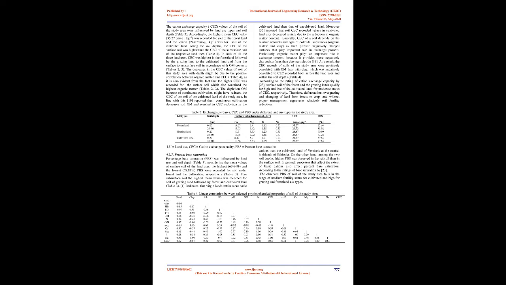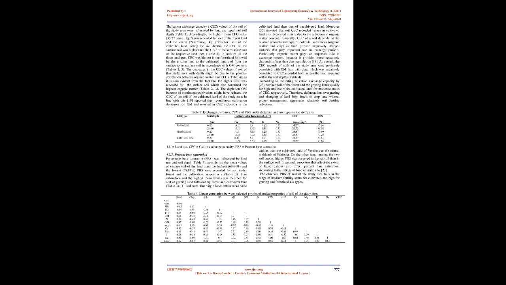4.2.6 Exchangeable basic cations. The exchangeable bases showed differences among land uses and between soil depths in the land use types, Table 3. Except exchangeable K+ in the soil of forest land, all the others followed a consistent increase with soil depth in the three land use types, Table 3. Exchangeable calcium, Ca, and magnesium, Mg, contents of soils of the study area showed differences in response to variations in land uses and soil depths.